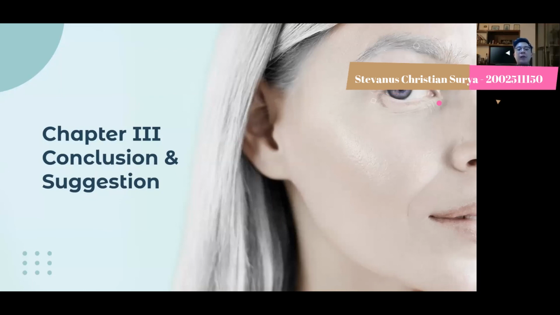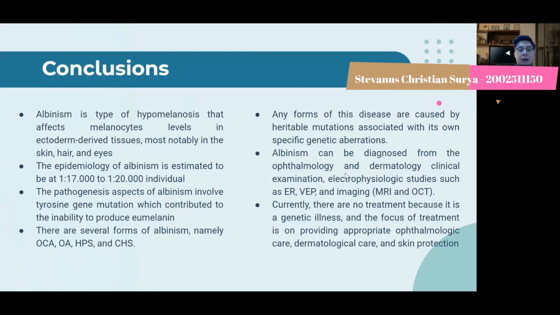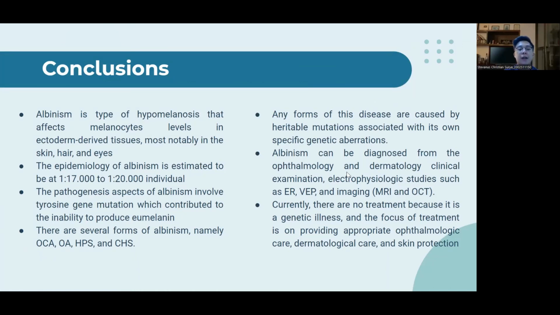So now I'll explain about chapter 3 of our student project. The conclusion of our student project is that albinism is a type of melanosis that affects melanocyte level in ectoderm-derived tissue, most notably in the skin, hair, and eyes.